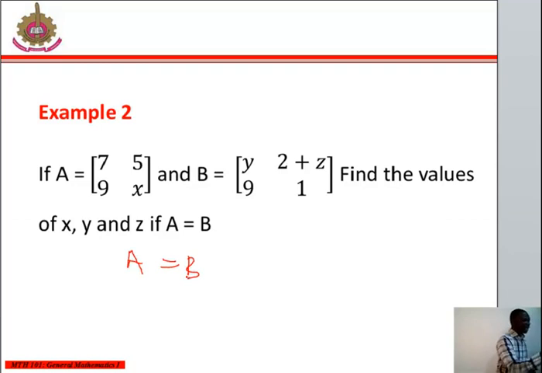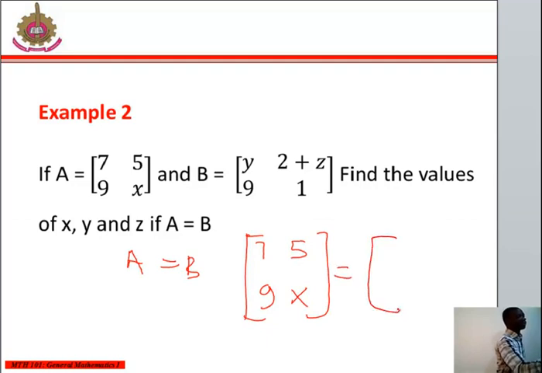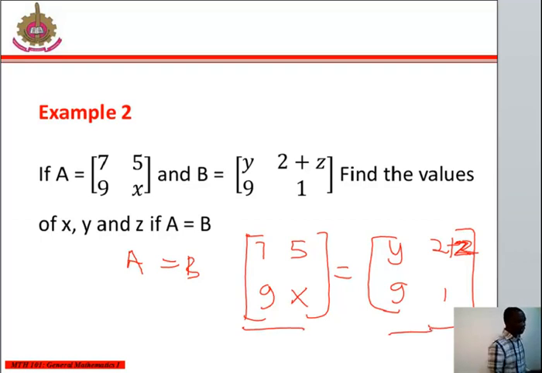So you can write it out in such a way that you have your 7, 5, 9, x is equal to y, 2 plus z, and 9 and 1. So that is what that implies, that this matrix is equal to this matrix. And if you consider the first element in this matrix, which is 7, it is equal to y. That is, y is equal to 7, since the matrices are the same thing.